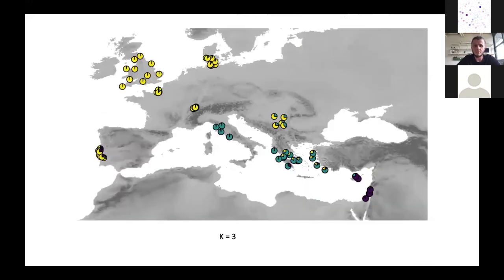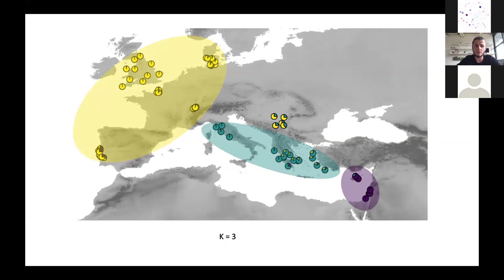Here on this map, you have the results for K equals 3 in the European barn owl. Each pie is an individual, and the different colors indicate the contribution from the different ancestral populations. We can observe three main clusters that are geographically distributed. The yellow cluster is spread from the Iberian Peninsula to the northern part of Europe. We can see a green cluster, which is in the actual Italy and Greece, and a purple cluster, which is the only one present in the Near East region.